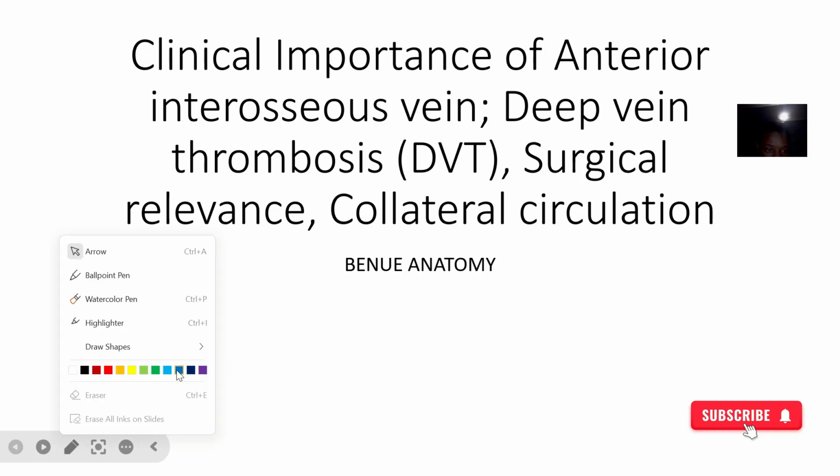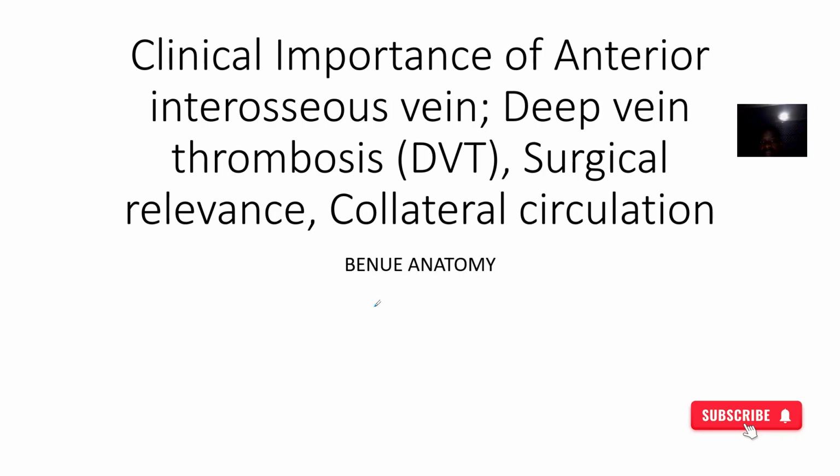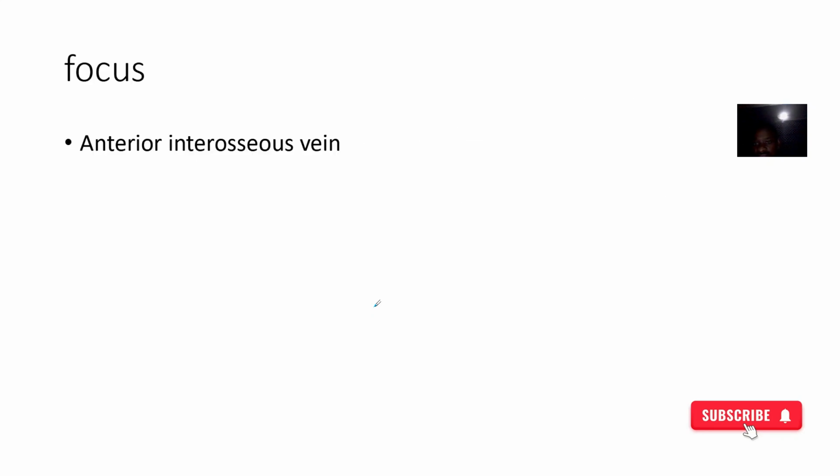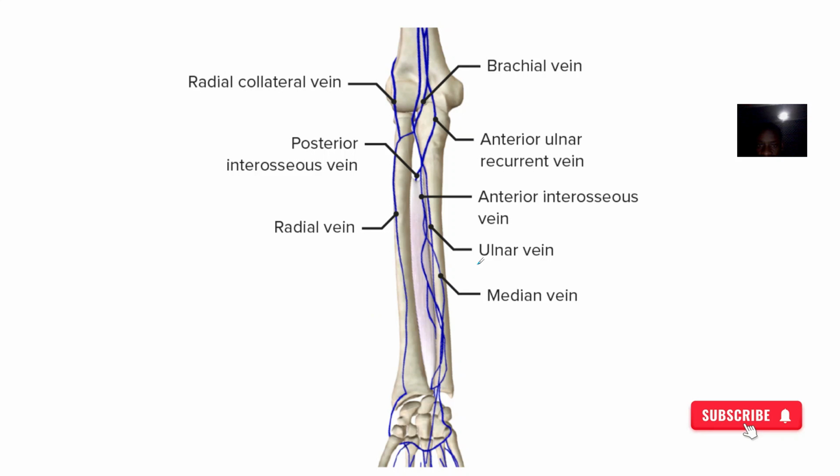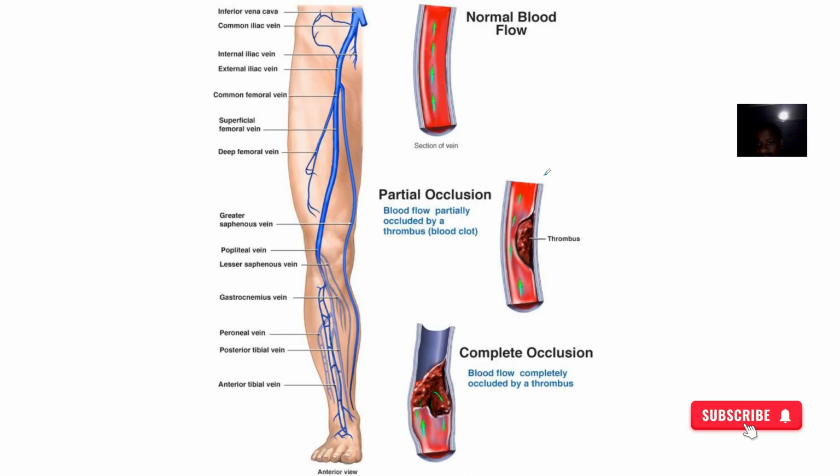So for the next blood vessel, we are looking at its clinical importance. We try to look at the clinical importance of the anterior interosseous vein. So let's quickly try to pinpoint the anterior interosseous vein. So this is the anterior interosseous vein, okay, right on top of the what? Interosseous membrane. Let's look at it again.